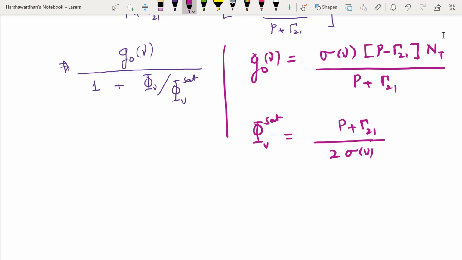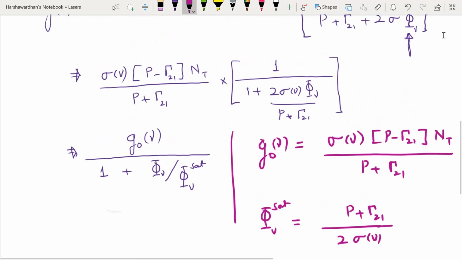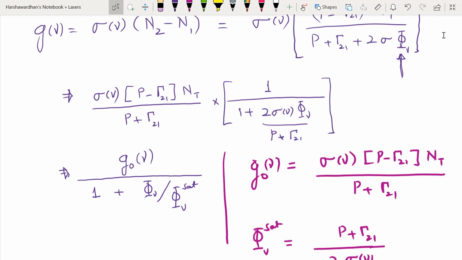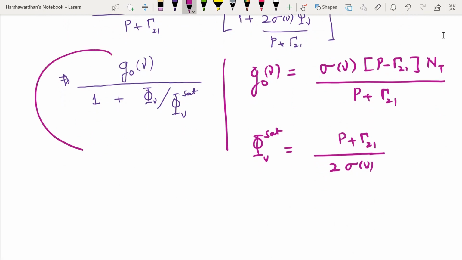Now, this is a very interesting and a very general form for the gain. The G naught of nu is known as the small signal gain, right? This quantity is known as the small signal gain.